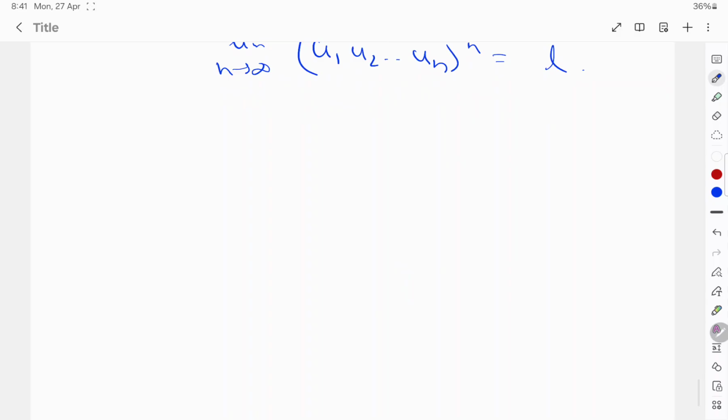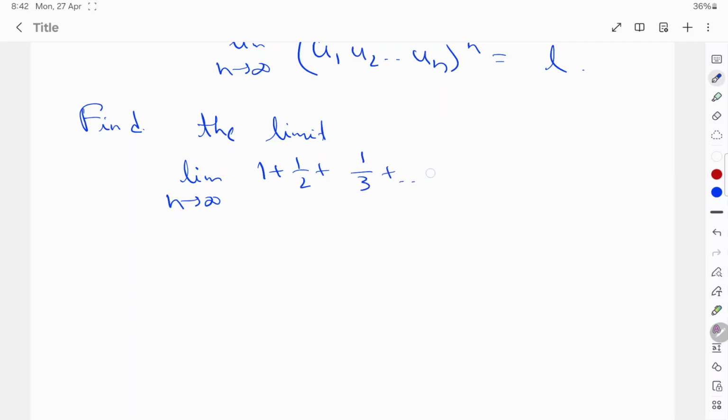Now how this type of problem may come in your exam. For example, suppose they ask, find the limit of (1 plus 1 by 2 plus 1 by 3 plus dot dot 1 by n) divided by n.